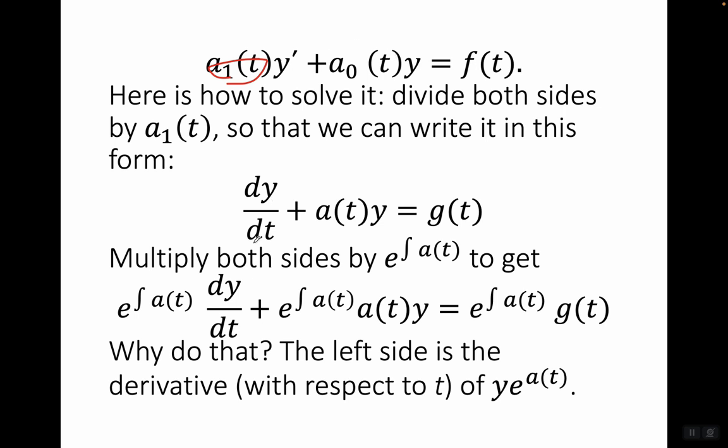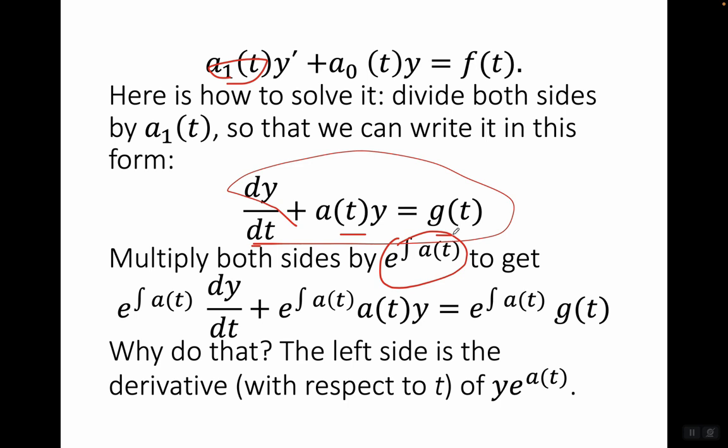We end up with something that looks like this, and then we multiply both sides by this complicated expression. We're going to call that an integrating factor. We do that, and we get e to the integral of a of t. Again, that's where a of t comes from. E to the integral a of t times dy/dt, plus e to the integral a of t times y, equals e to the integral of a of t times g of t.